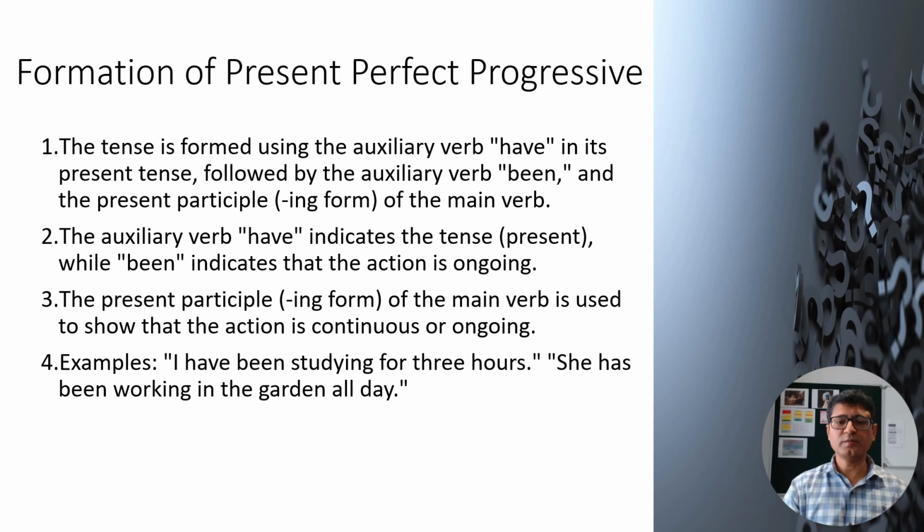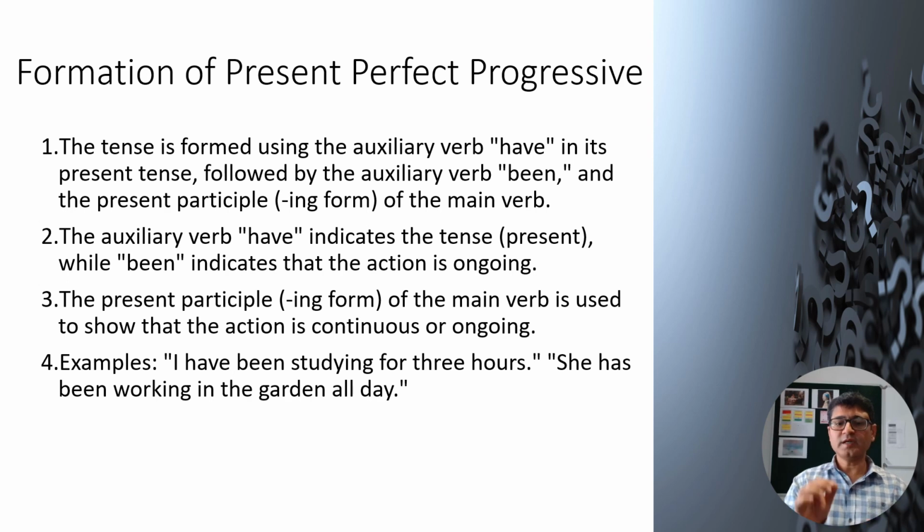Now, how is this formed? The tense is formed using the auxiliary verb. Auxiliary verbs are the verbs which express time or mood. Can, could, should, these kinds of auxiliary verbs tell the mood, but is, am, are, was, were, have, had, they tell the tense of a sentence.